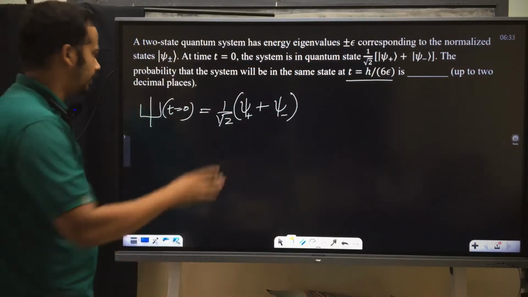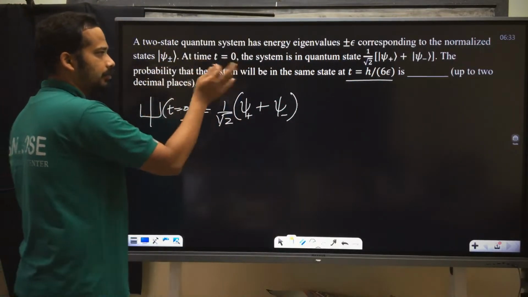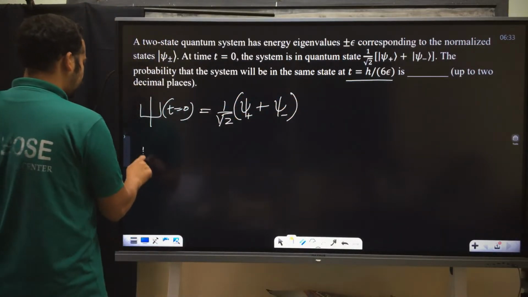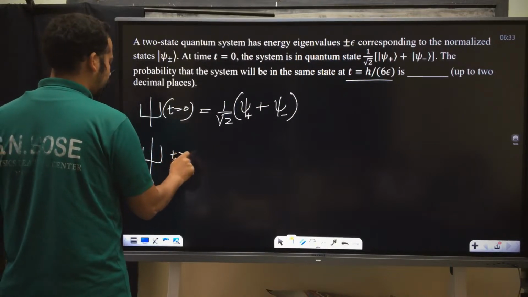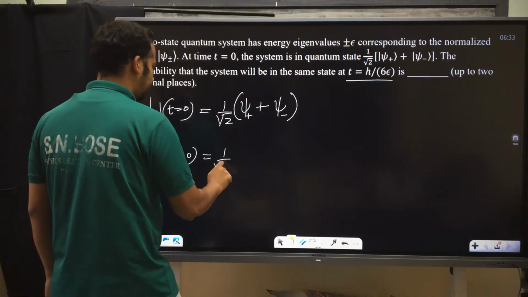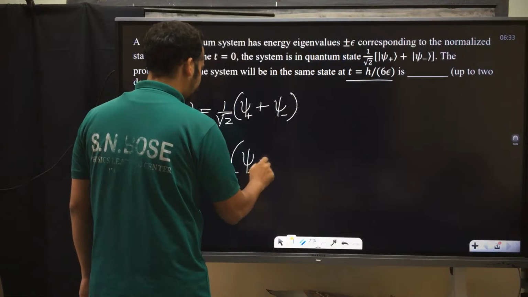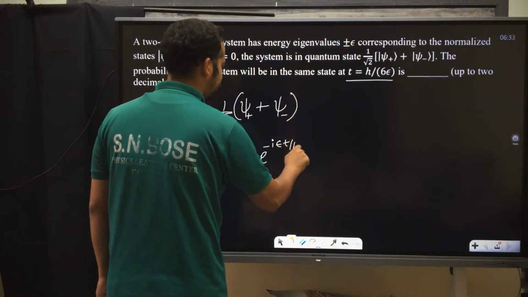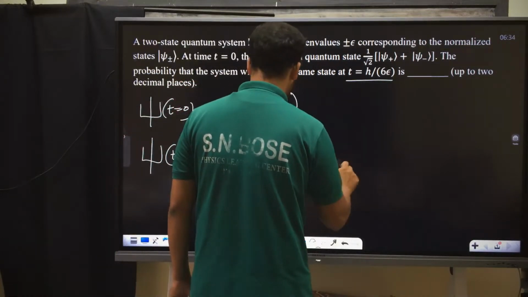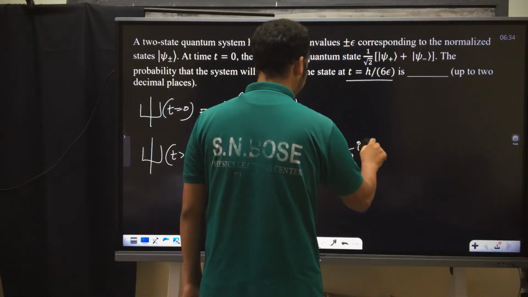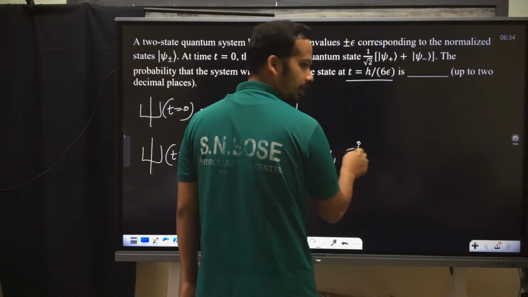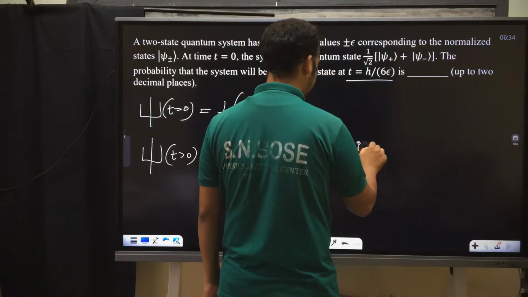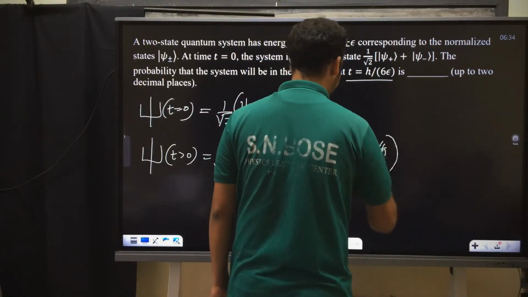Let us see. First, we need to find the time evolution. He's talking about some later time. This is at t equal to 0, and this is at t greater than 0. So psi of t is 1 by root 2, psi plus e power minus i plus E t by h bar, plus psi minus e power minus i of minus E, that is, plus i E t by h bar.